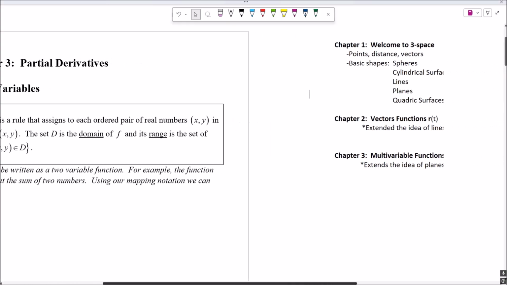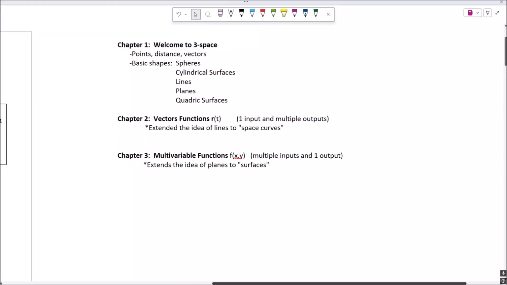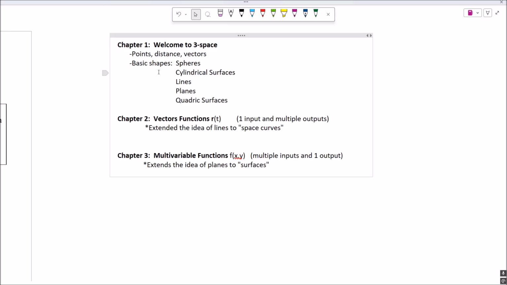So really quickly here, I'm going to slide over to the side and take a look at the following. We saw that back in Chapter 1, our goal was to welcome ourselves to the world of 3 space. We talked about things like points, distance, and vectors. We dealt with a lot of basic shapes, spheres, cylindrical surfaces, lines, planes, quadric surfaces.